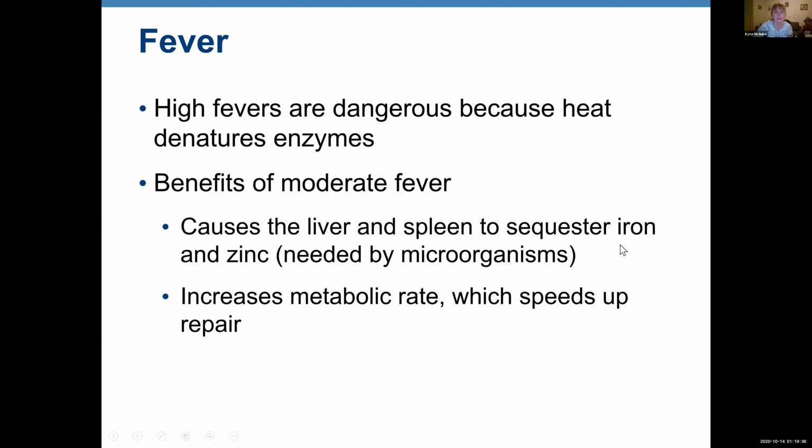So you don't release this iron and zinc, and this is what's needed by microorganisms for growth and replication. Plus, fever increases metabolic rate, which speeds up repair. So the benefits of moderate fever include the low amount of iron and zinc available for microorganisms, and also increased metabolic rate for repair of your tissues.